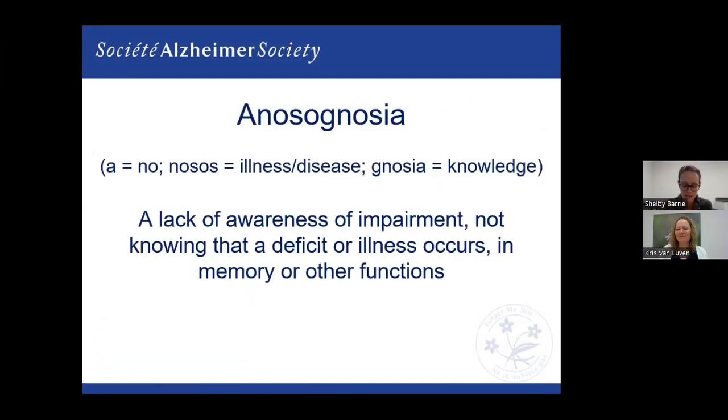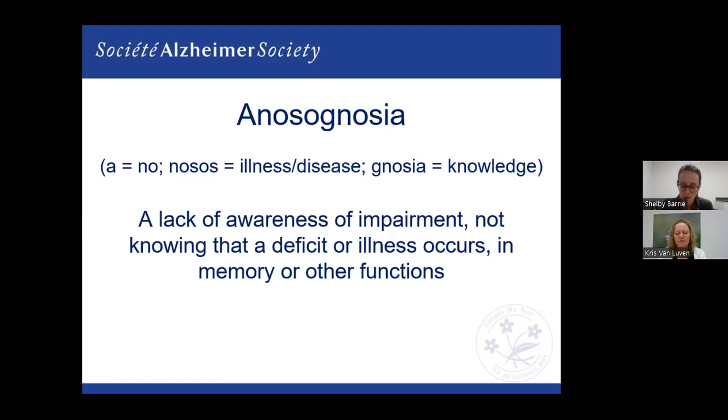So anosognosia is a bit of a mouthful to say, but it is a term that's actually completely translatable. So let's break it down to better understand what this term means. The A in anosognosia means no or not having any. The gnosis means illness, and the gnosia means knowledge. So directly translated, anosognosia means no knowledge of illness.